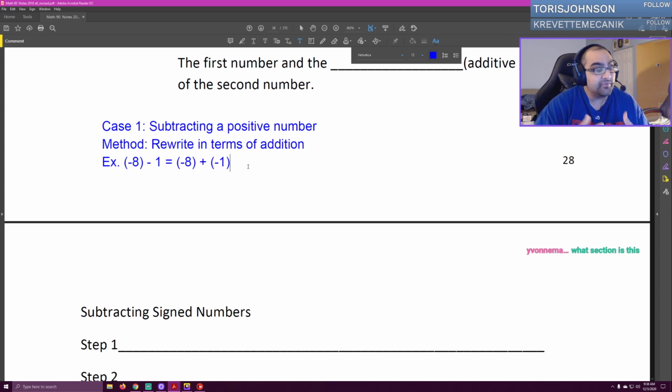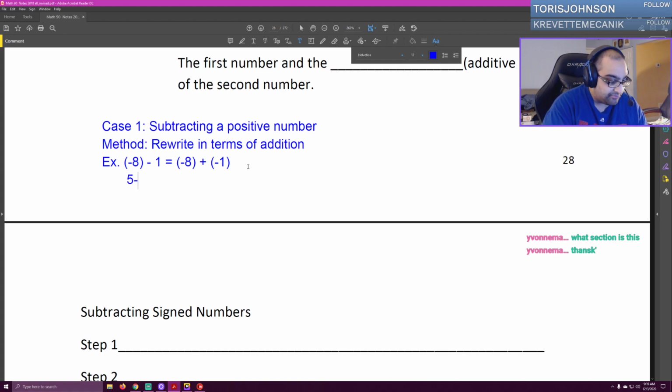So if I took -8 minus 1, then that's going to equal -8 plus -1. All right, that's another way we can rewrite this problem and make it easier. Since we talked about how to add two negative numbers together, let's do it that way. The same thing applies if I had, say, let's go with this idea.